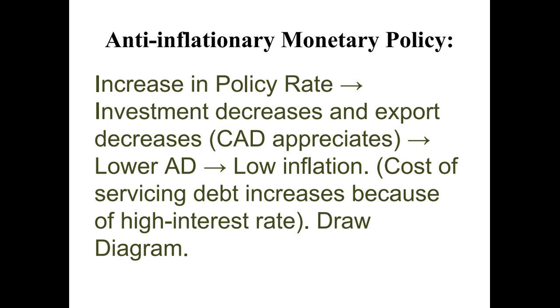So this is how the Bank of Canada or any central bank controls inflation. This is anti-inflationary monetary policy. When you have inflation in the country, that is, when the economy is experiencing an inflationary gap, what would happen? The Bank of Canada will increase the policy rate. So there's an increase in the policy rate, and by policy rate, I mean the overnight interest rate.